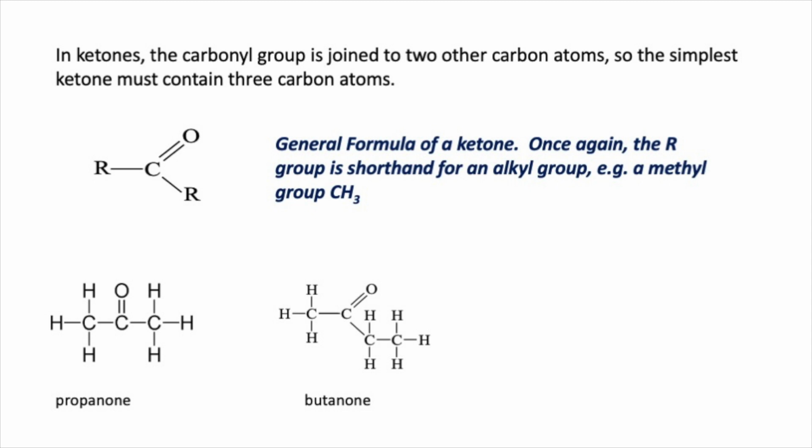We have propanone, which has a CH3 attached to a C=O and then another CH3, and butanone, which has a CH3 attached to a C=O and then CH2CH3. And notice that the alkyl groups can be the same as in propanone, they're both CH3 groups, or they can be different, as in butanone. We have a CH3 attached to the C=O and then a C2H5 group.